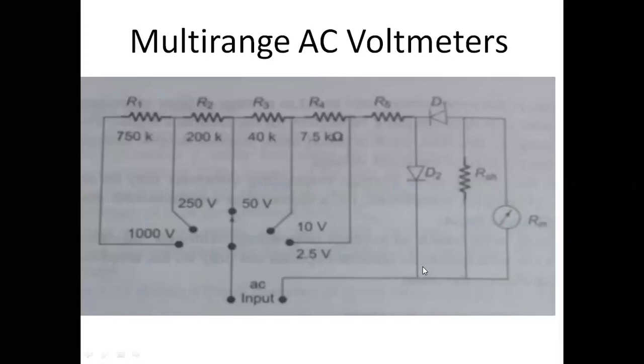Coming to multi-range voltmeters. In this multi-range, like in DC voltmeters, in AC voltmeters also we can choose multiple ranges of the applied voltage. Here we apply the AC input voltage, and this is the switch. With this we can connect the 2.5 volts, 10 volts, 50 volts, 250 volts and 1000 volts ranges. Here we are using a rectifier, which is connected to the meter.